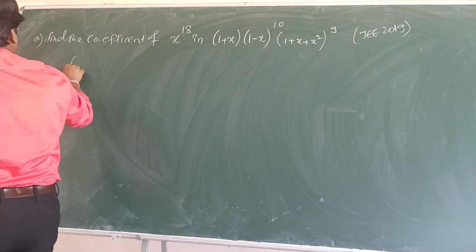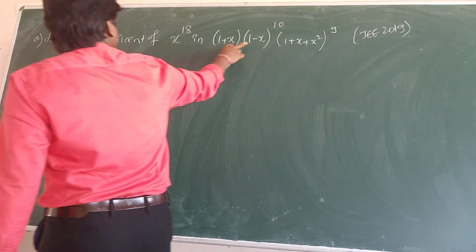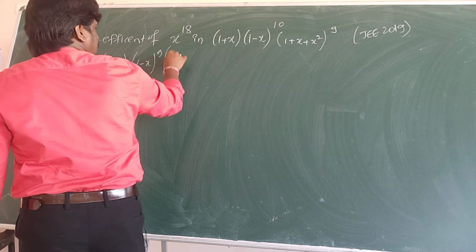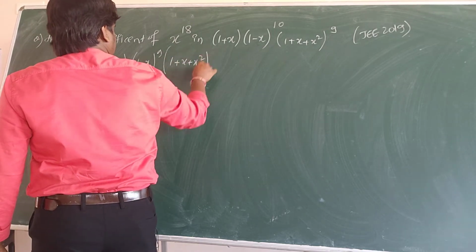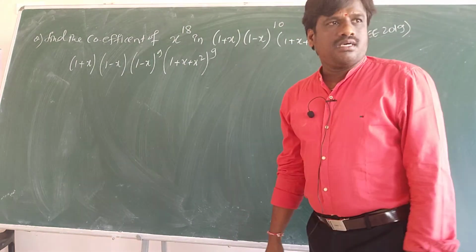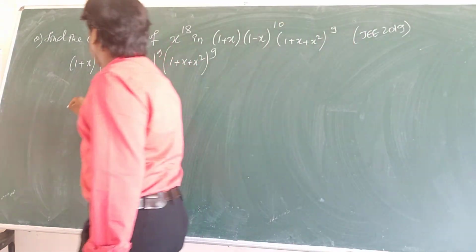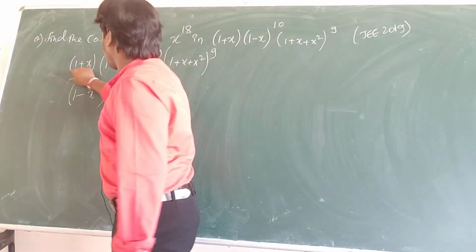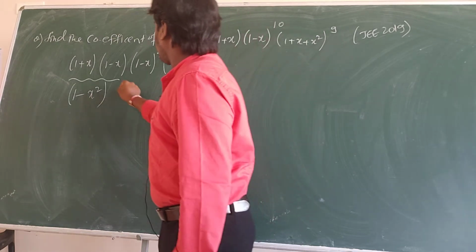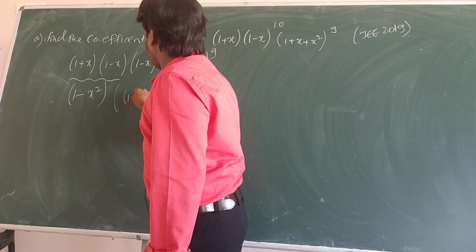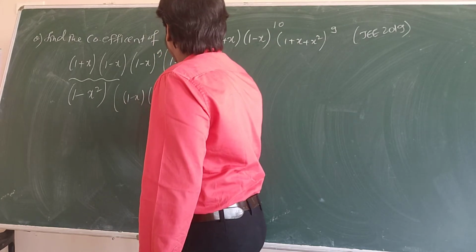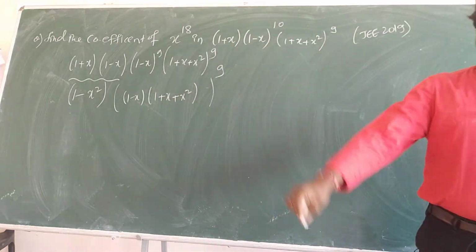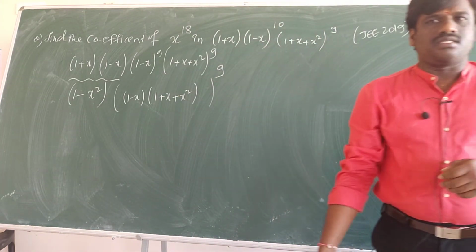I can write this as 1 plus x, and this as (1 minus x) into (1 minus x)^9, into (1 plus x square)^9. From here this looks like (a plus b) into (a minus b), which I can write as a square minus b square. The product of these both is a square minus b square, which looks like (1 minus x square)^9. Is it clear?